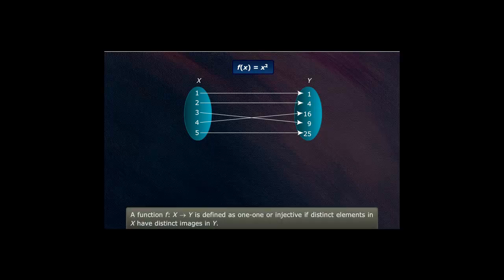Such types of functions are called 1-1 or injective functions. So this implies that the function f of x equals x squared is a 1-1 function or an injective function.